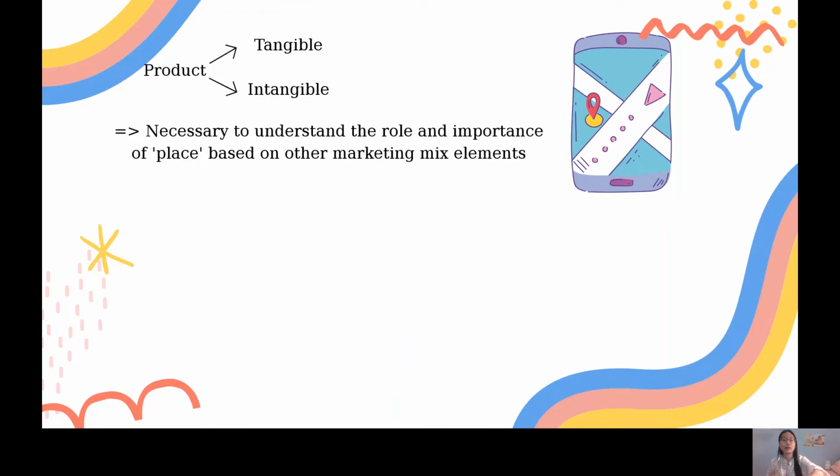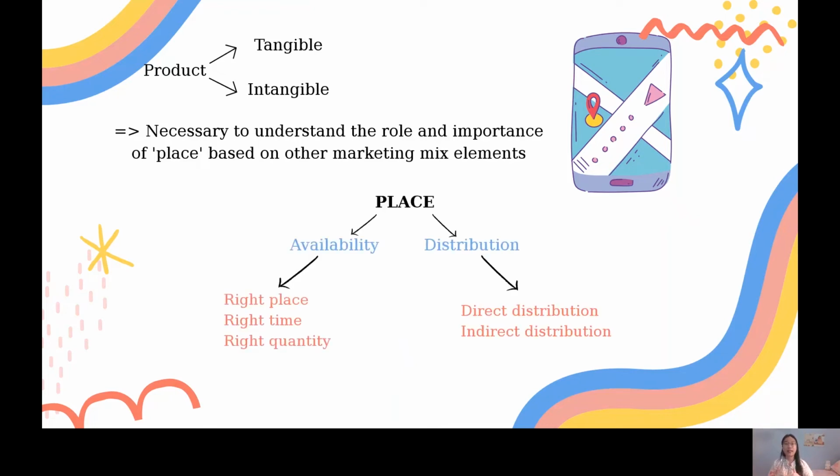When we talk about the place in 4P marketing strategy, we have to consider two main points. They are availability and distribution. When we talk about availability, we have to talk about three aspects. They are right place, right time, and right quantity. And when taking into account distribution, we have two types. They are direct distribution and indirect distribution.